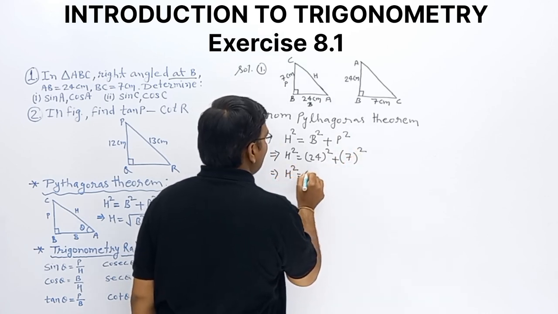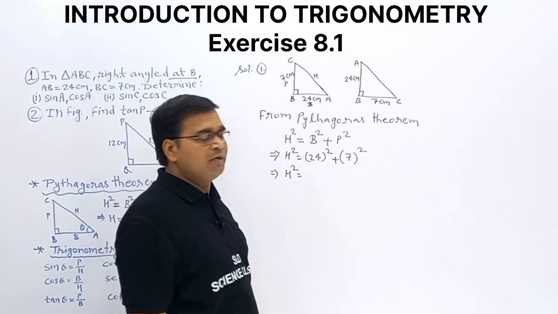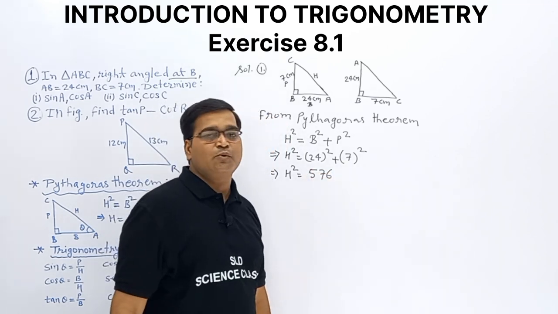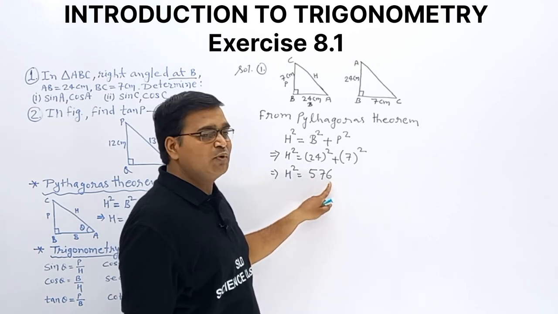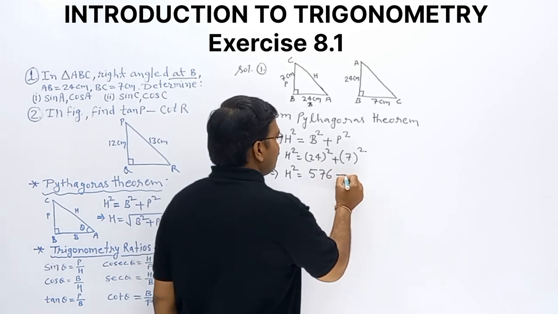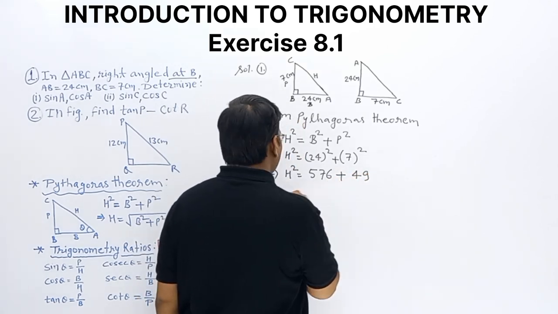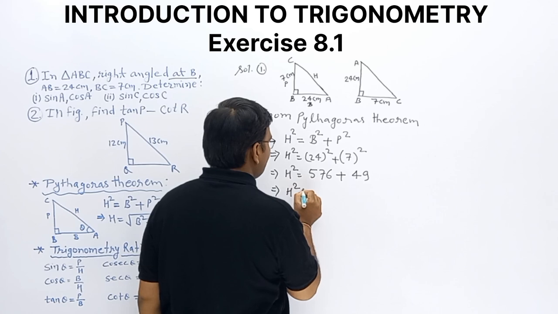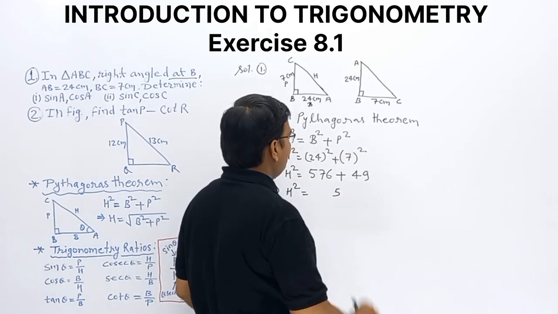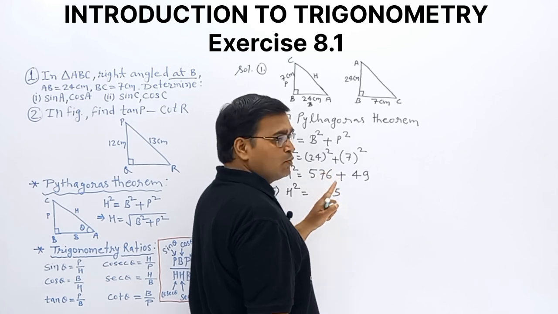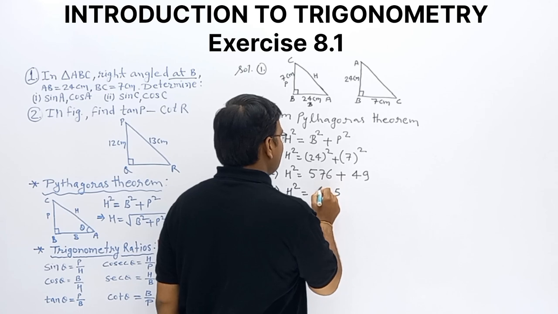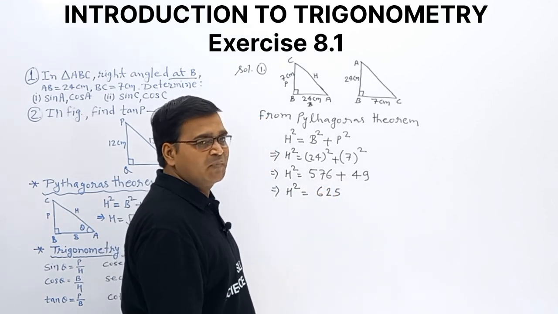Solve this one. H square equals 24 square, 24 into 24, this is 576. Once we multiply 24 into 24, we get 576. And 7 square is 49. Add both. H square will be 9 plus 6 is 15, 1 is remaining, 7 plus 1 is 8, 8 plus 4 is 12, 1 is remaining, 5 plus 1 is 6. 625. Are you getting it or not?